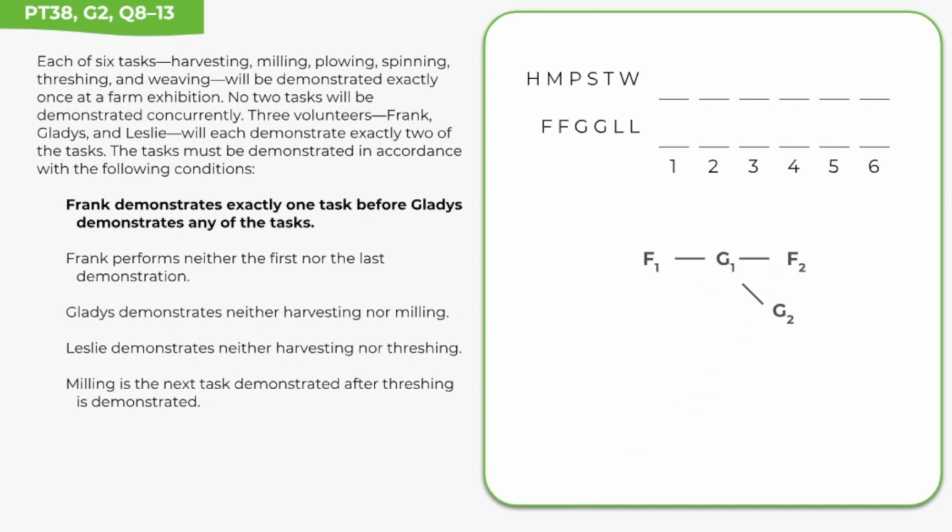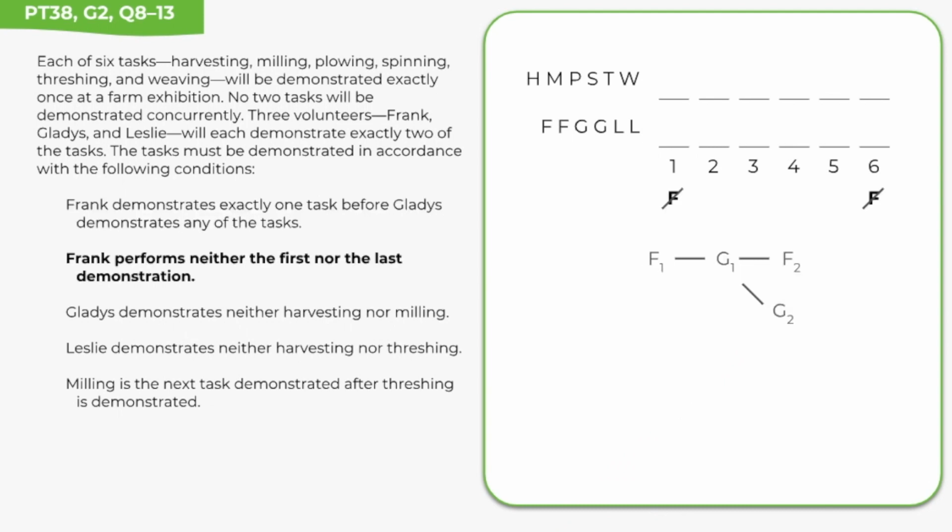So then the next rule tells us that Frank performs neither the first nor the last demonstration, so we're just going to exclude Frank from those first positions. Now notice that we're already dealing with a situation where there are only 3 options for the bottom row, F, G, and L. And they've just excluded one of those options from both the first position and the last position. So now we're down to 2. It's either going to be G and L in position 1 and G and L in position 6.